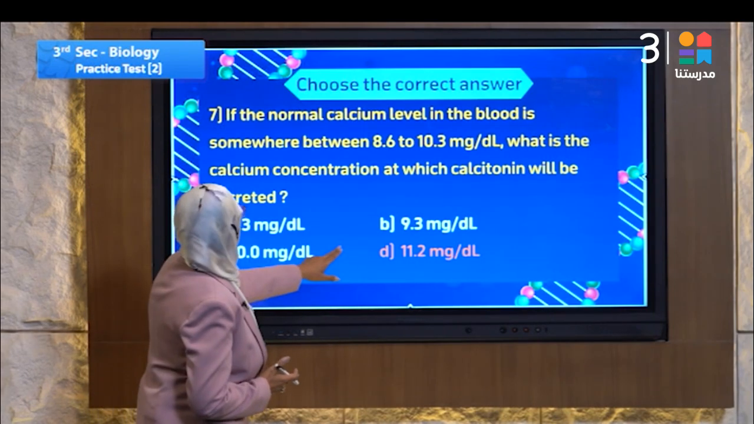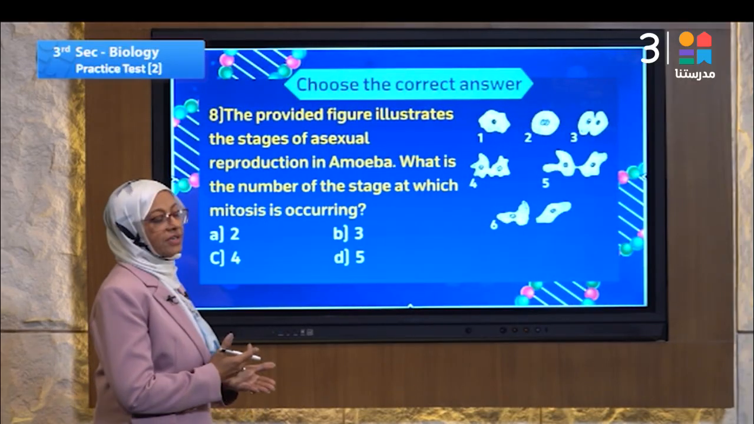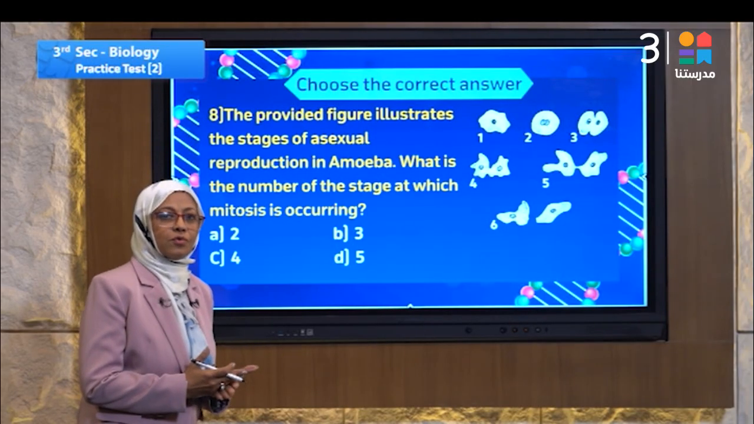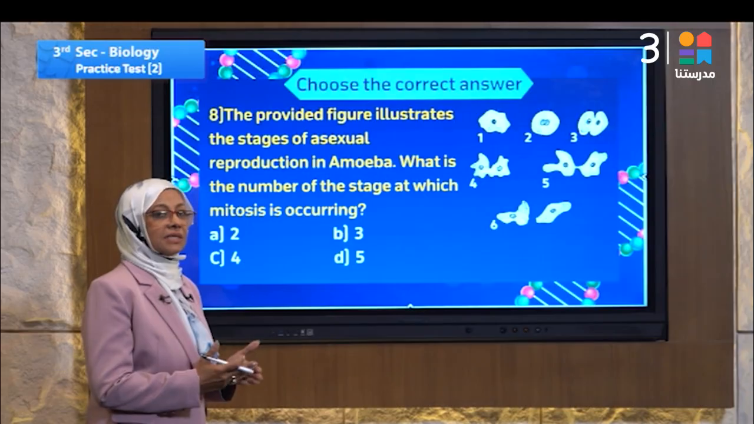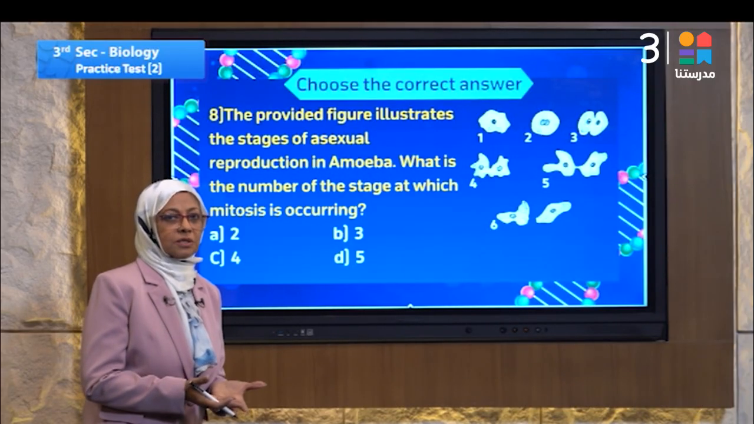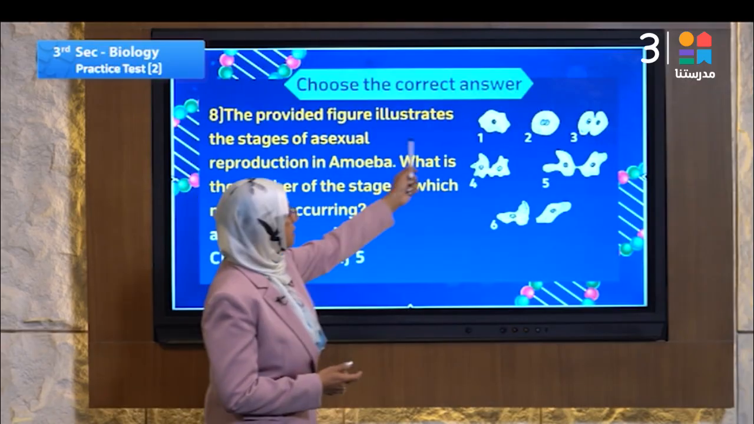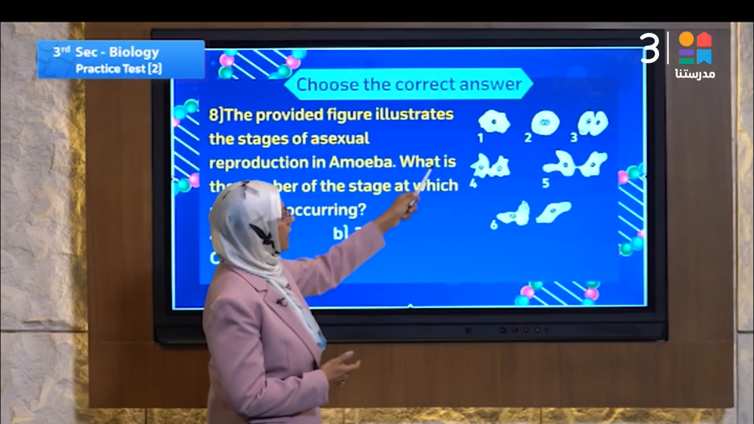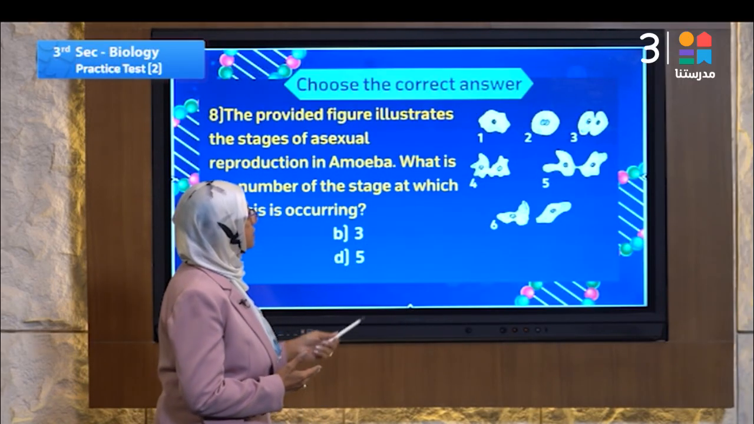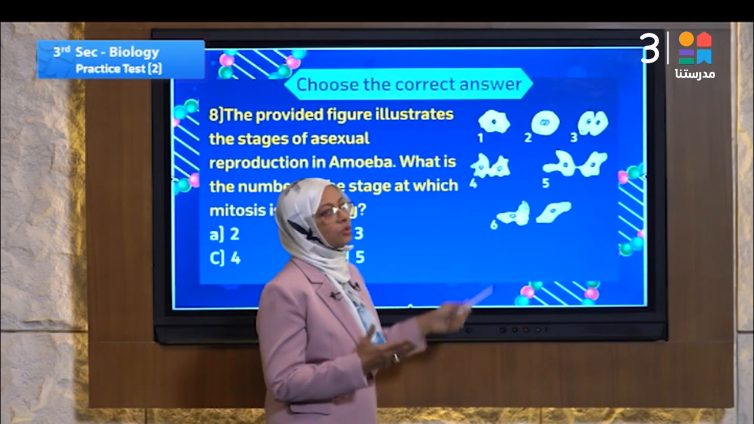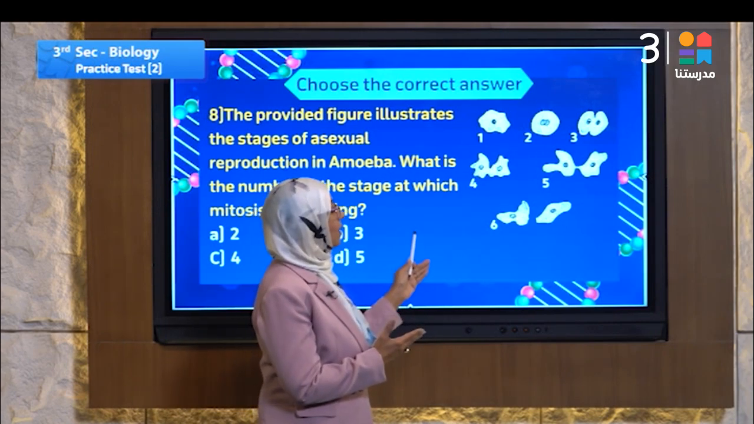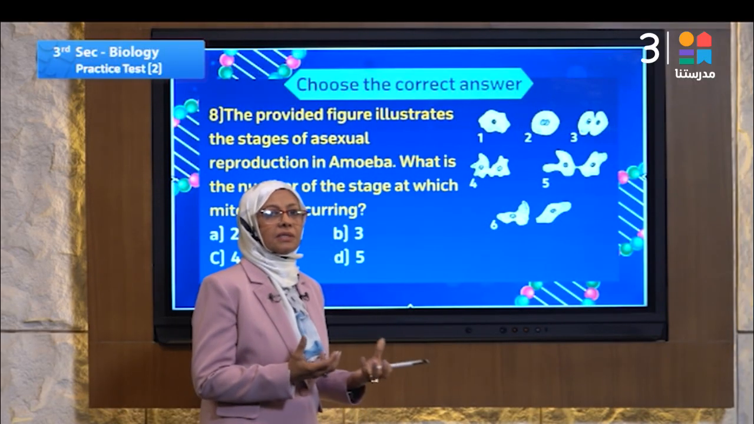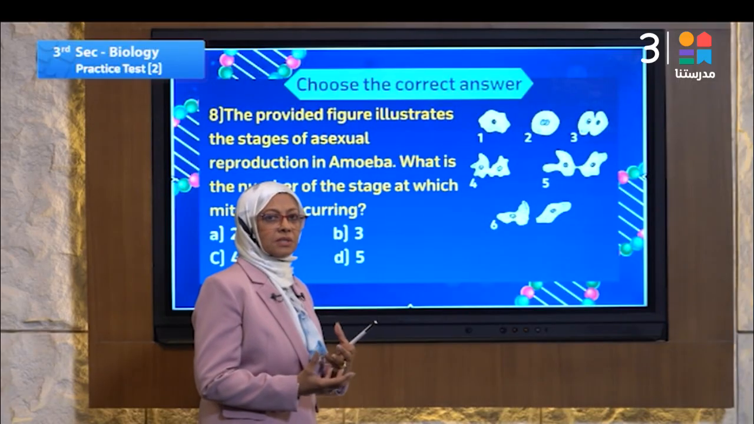Let's go to question number 8. Question number 8 has a figure. When the question has a figure, we must study the figure carefully before answering the question. We must study the figure before we read the question. The figure here has 6 shapes. The first one is a unicellular organism, and the other ones show the unicellular organism going through division. Here the division will be mitotic division because it produces 2 identical individuals.